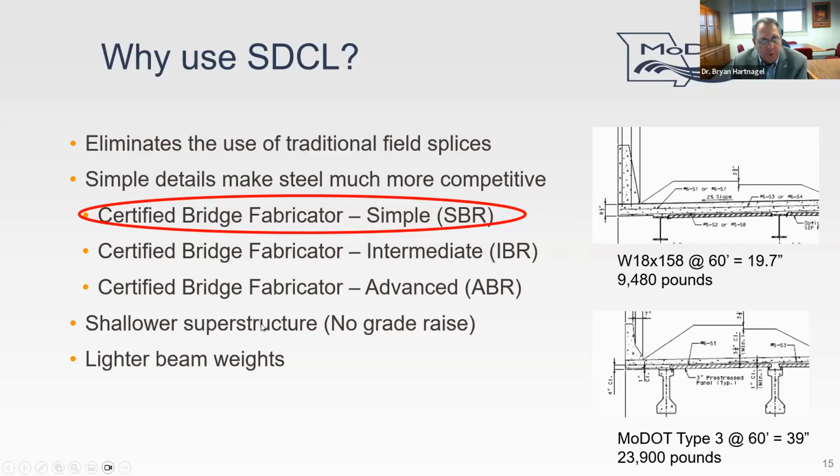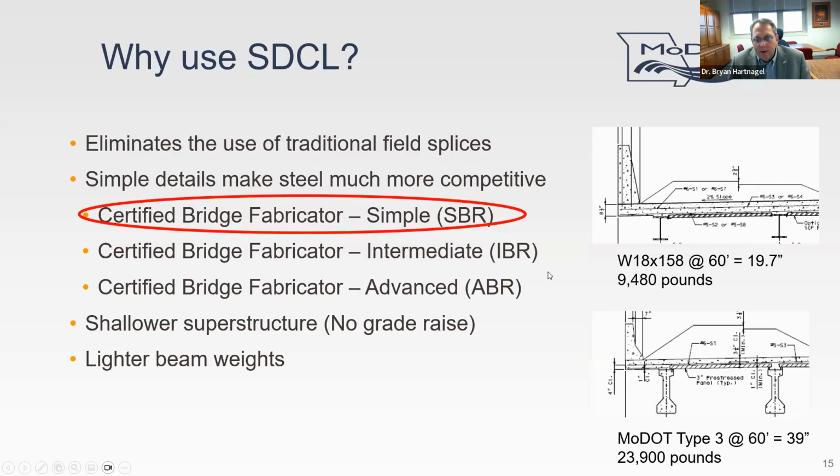What was beneficial for this project was the shallower superstructure. So we didn't have a lot of money here to raise the roadway grades approaching the bridge, and we wanted to improve hydraulic conditions if we could. And so if you look at this top picture here, W18 by 158, it's 60-foot span length. The beam is 19.7 inches deep and it weighs about 9,500 pounds. If we were to use that other material, a type 3 MODOT pre-stressed girder at 60 feet, it's 39 inches deep and it weighs about 24,000 pounds.